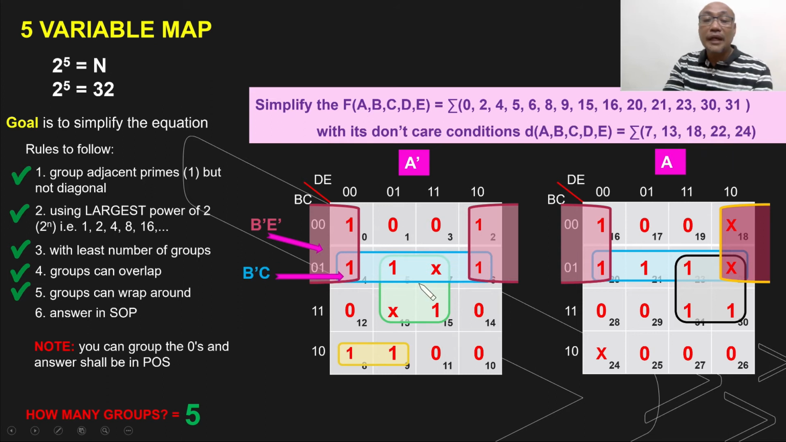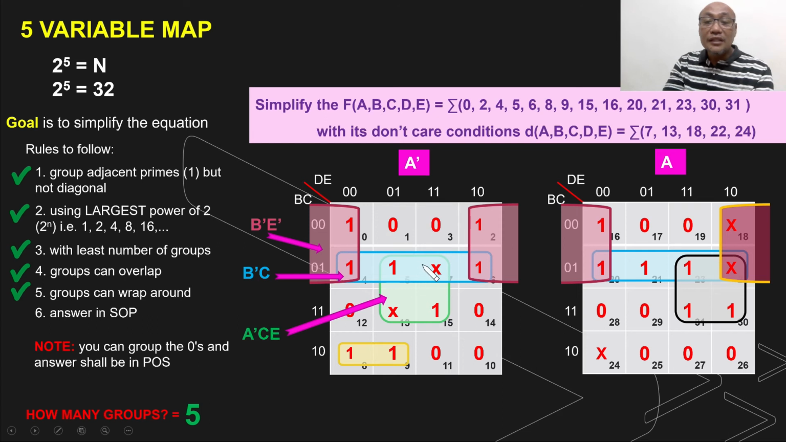A prime becomes A. Here, BC, the same as 0, 0. So therefore, it becomes 0 and 1, B prime, C. Here, we look at it, it occupies from 0, 0 to 1, 0. Therefore, both the values of D and E are eliminated. So it will only be B prime, C. How about the green one?